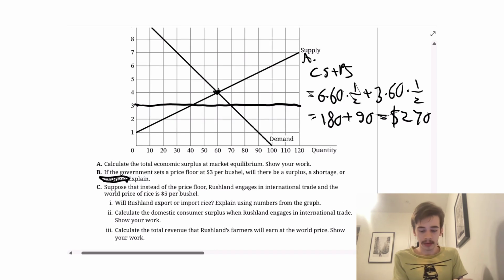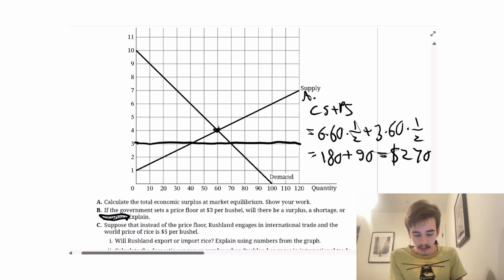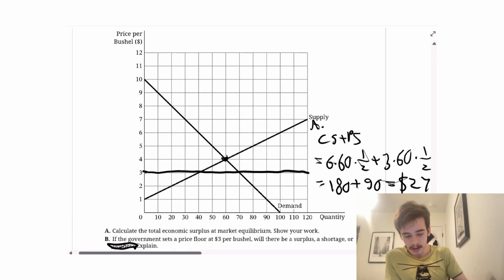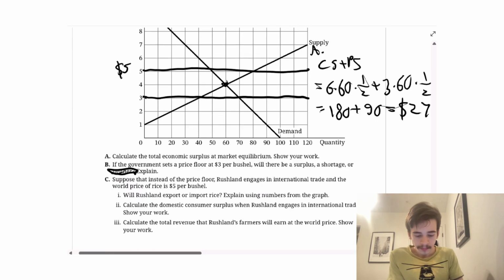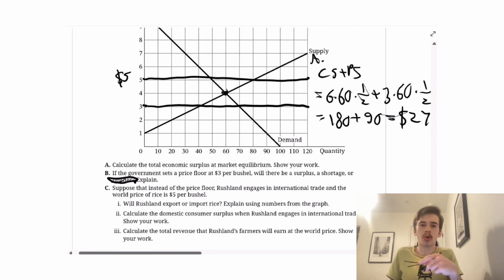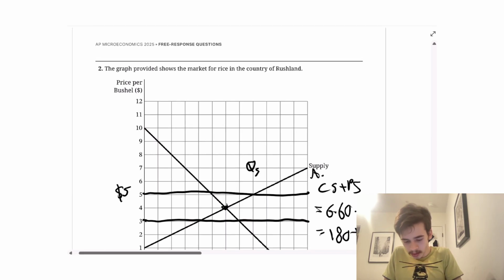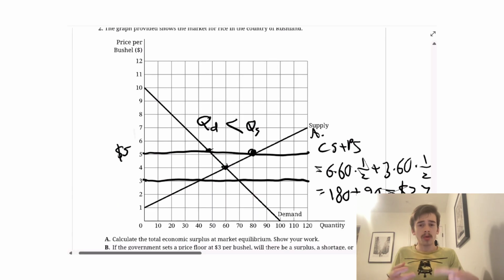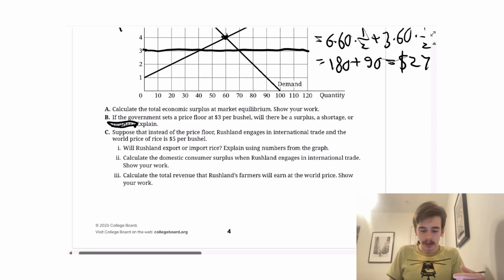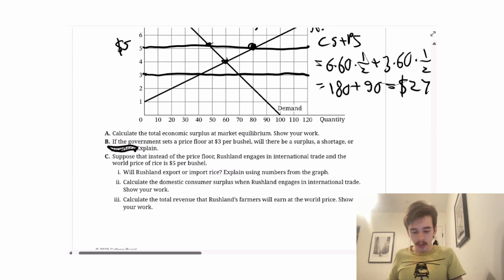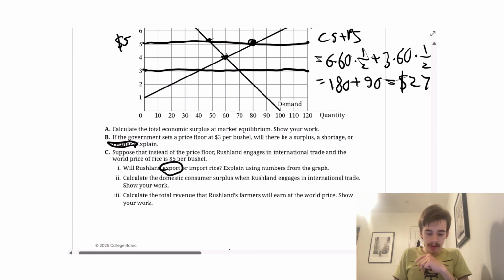Now see the next question. Instead of a price floor, there's international trade, with a world price of $5. So you draw a line here. You don't have to, but it helps. Will Russia export or import rice? If you look at it, quantity supplied is greater than quantity demanded based on these intersection points. What does that mean? Well, there's a surplus, right? So what will they do with that surplus? Well, they will just export it for the world price. So the answer is export, and you just explain it as I did.